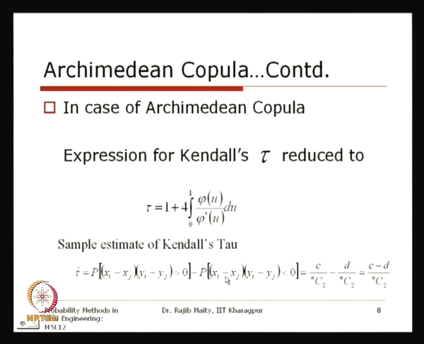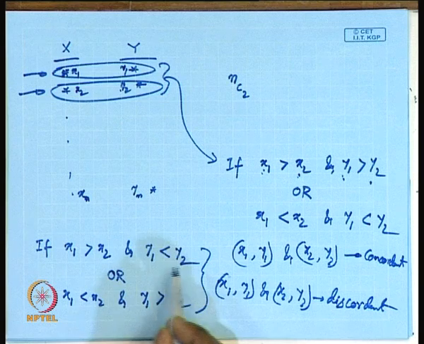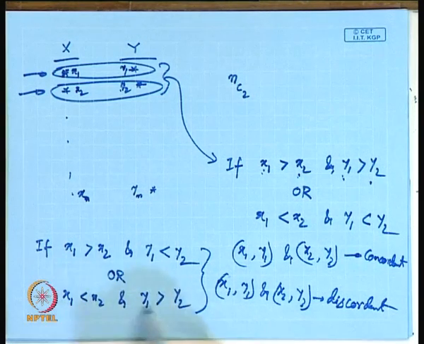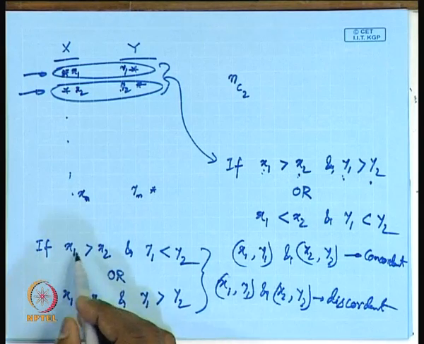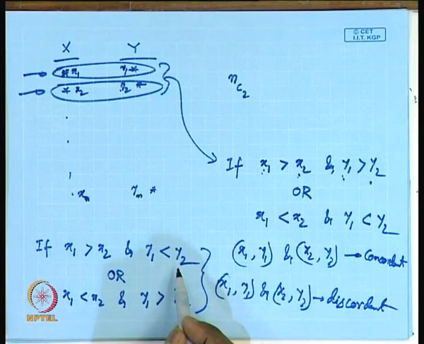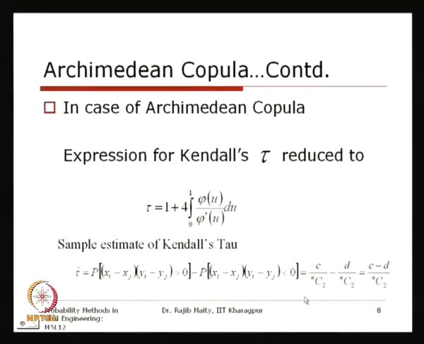And if the opposite thing happens, where one is greater than and the other is less than, or less than and greater than, then this is the discordant. Their multiplication x1 minus x2 multiplied by y1 minus y2 will be less than 0. So, in this case this is discordant. Now, Kendall's tau is the difference between the probability of concordant pair minus probability of discordant pair.